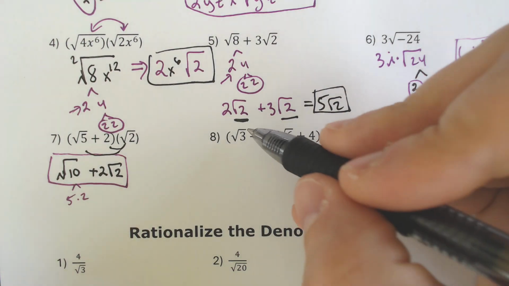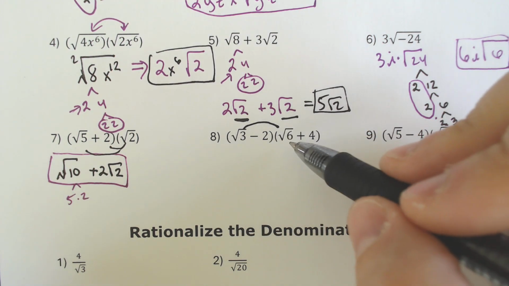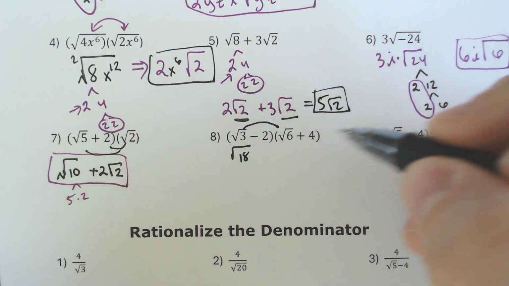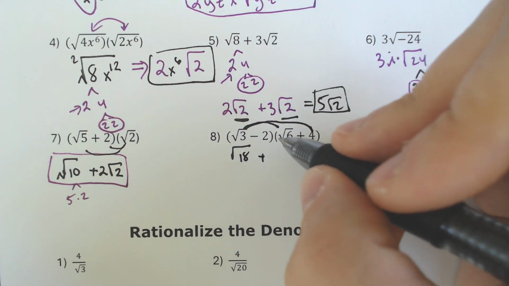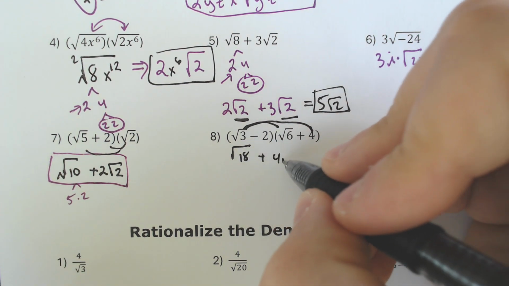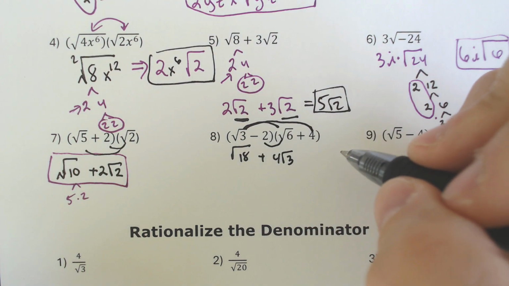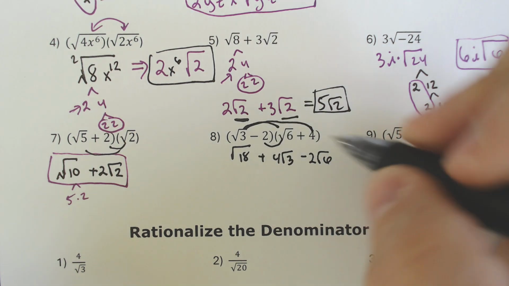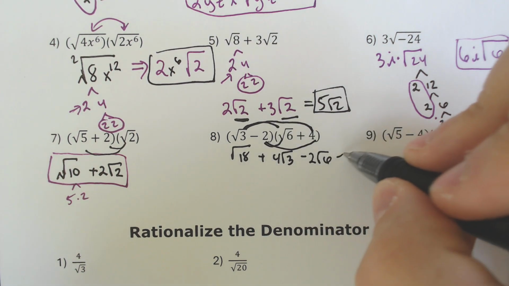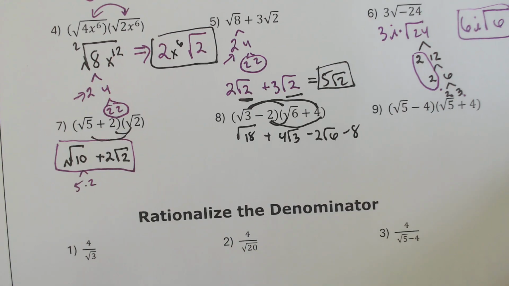So here, we have to multiply the square root of 3 times the square root of 6. Square root of 3 times square root of 6 makes square root of 18. And then we have to take the square root of 3 and multiply by 4. So that's going to be 4 on the outside, so 4 times square root of 3. Then we have to do the negative 2 times square root of 6, which makes negative 2 square root of 6. And then we have to do negative 2 times 4, which is negative 8, which is like a double distribution. Other people may call it FOILing.